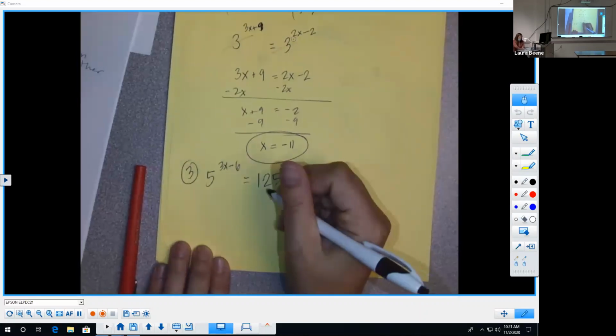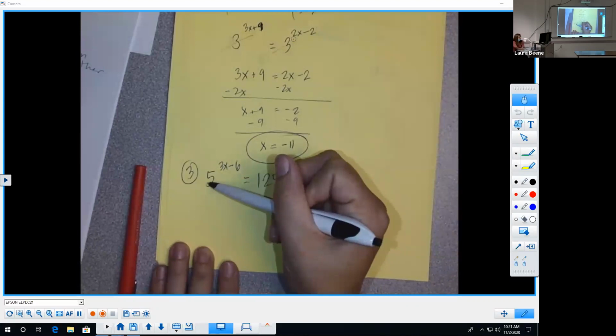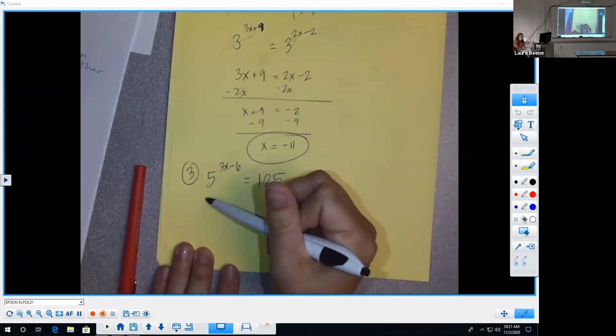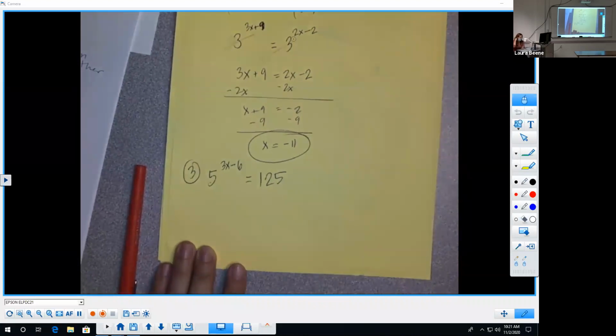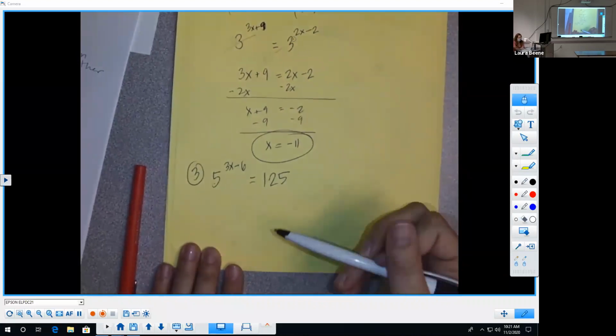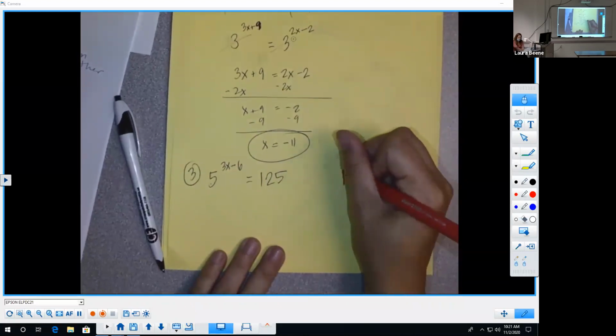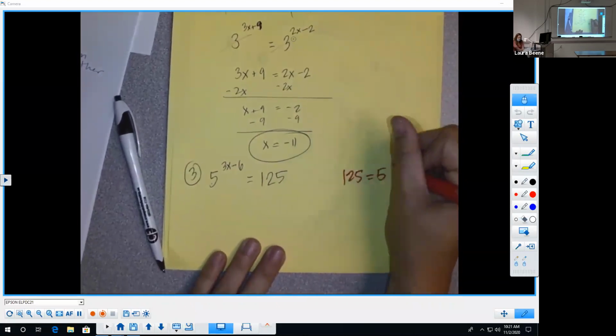Okay, so for that one, you don't want to write 5 as a power of 125. You want to take the 125 and rewrite it as a power of 5. So you're always going to a smaller power. Usually your powers are going to be 2, 3, 4, 5. So 125, we can rewrite it as 5 to the third power.